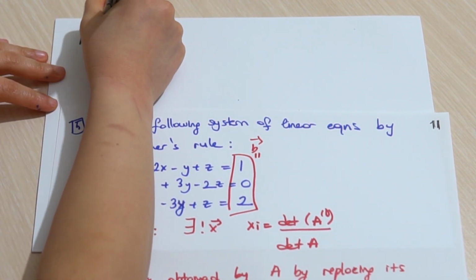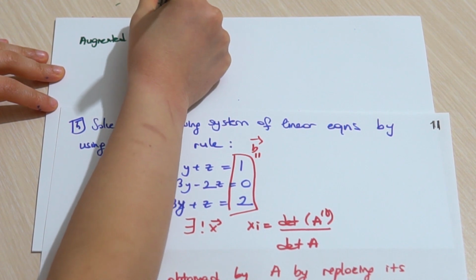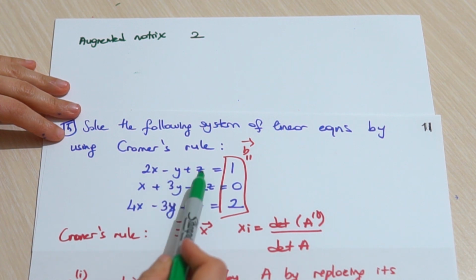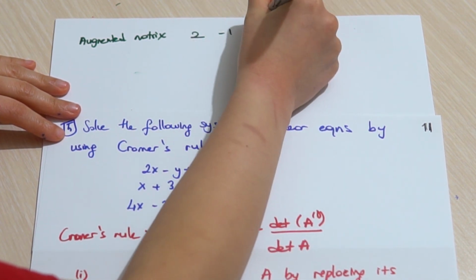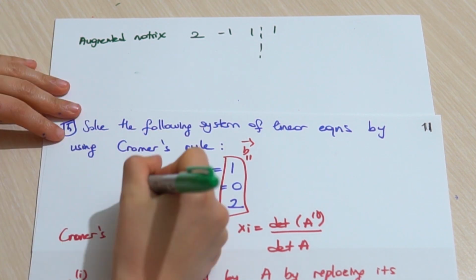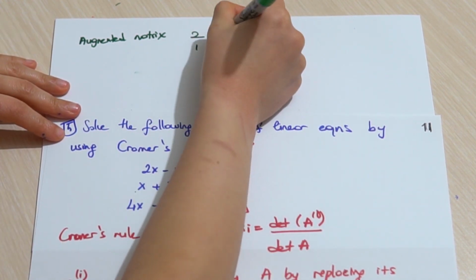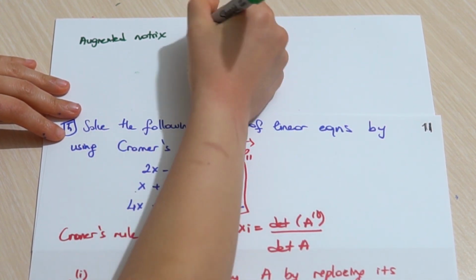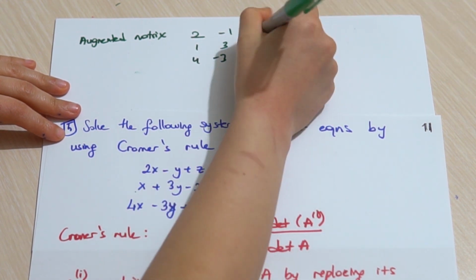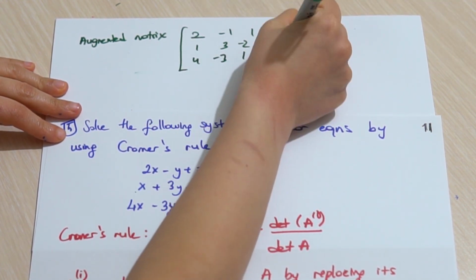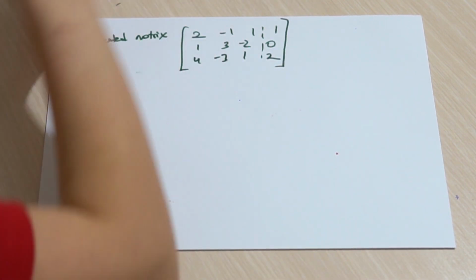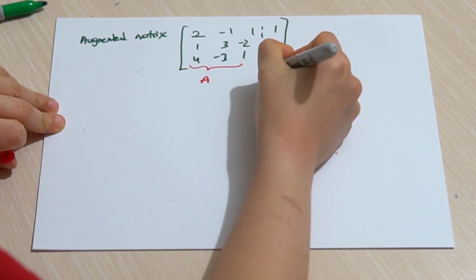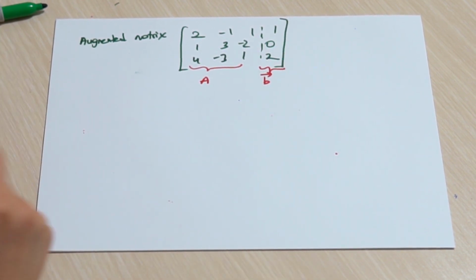Augmented matrix for this system will be 2, minus 1, 1, and on the other side we will have 1, and we have 1, 3, minus 2 and 0 here, and we will have 4, minus 3, 1, and here we have 2. So this is our augmented matrix, and this is our A, and this is our vector B.